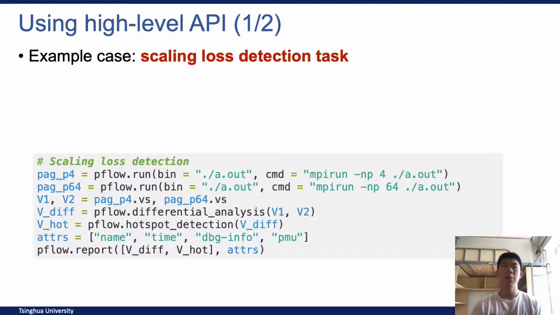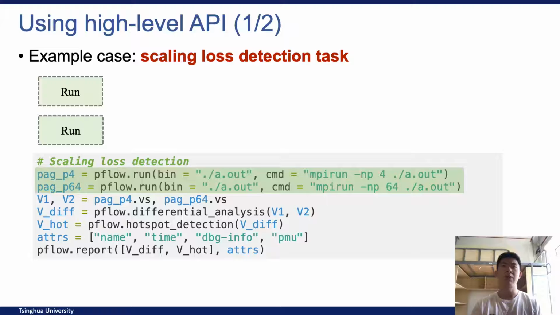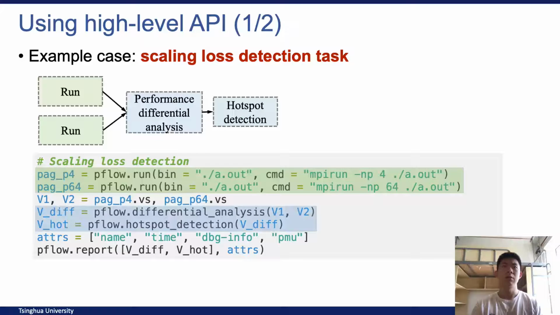We use two examples to show how to use high-level API. The first one is a scaling loss detection task. We first run the program under different process scales. Through a performance differential analysis pass, we get the scaling loss of all code snippets. And further, through a hotspot detection pass, the severest scaling loss is obtained. Finally, we use a report API to show the results and their corresponding attributes.